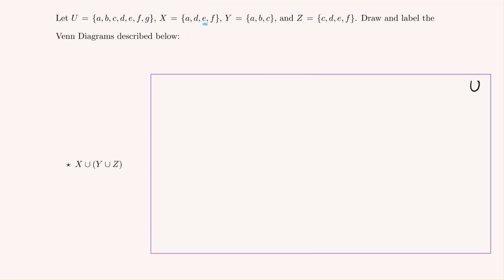So we know X, Y, and Z are subsets, and in order to know how to represent these subsets within the universal set U, we need to understand, do these subsets overlap or have anything in common? So let's look. Looking at our three subsets, we see that A is an element that's common to X and common to Y. D is an element that's common to X and Z, as are E and F.